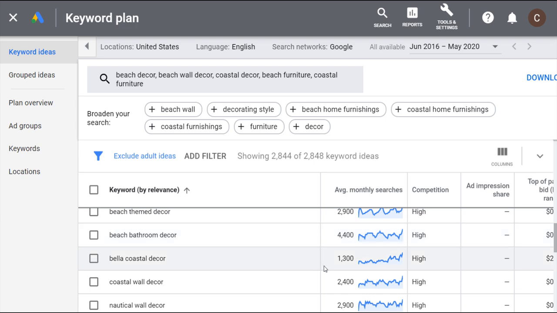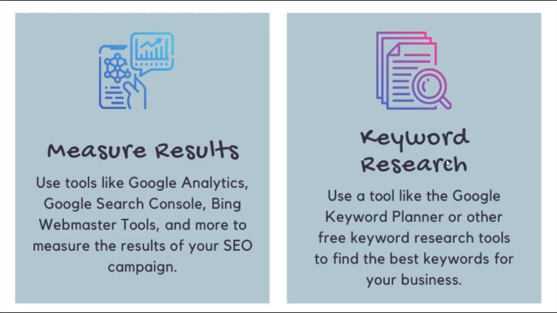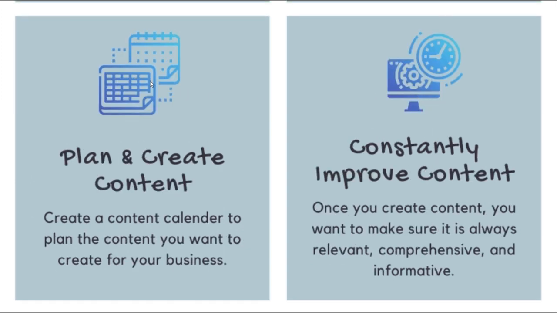Now, once you've done your keyword research, you have a keyword list all ready to go. You're ready to move on to the next couple of steps. So you want to make sure you're planning and creating content. I recommend creating a content calendar and creating a keyword map. I'll go through both of these in this video. And then you want to constantly create and improve your content. So once you plan, you want to create and then you want to improve. So the 4 biggest takeaways: making sure you're measuring, making sure you're doing keyword research, and making sure you're planning content and creating content constantly.